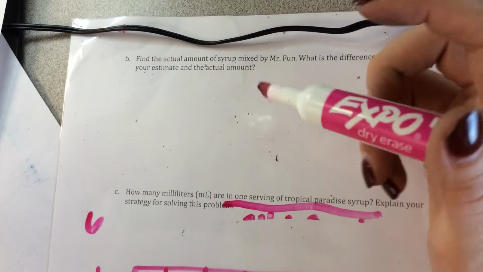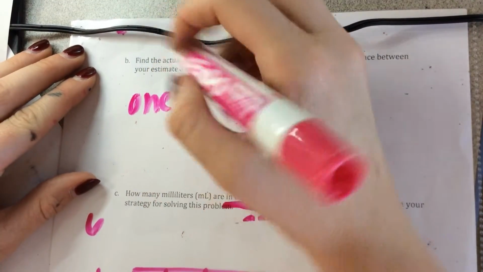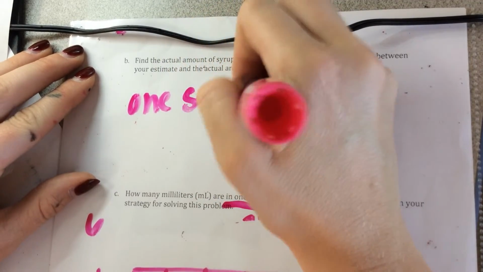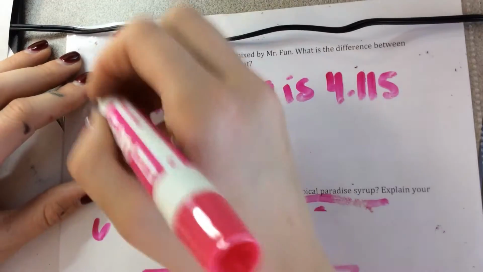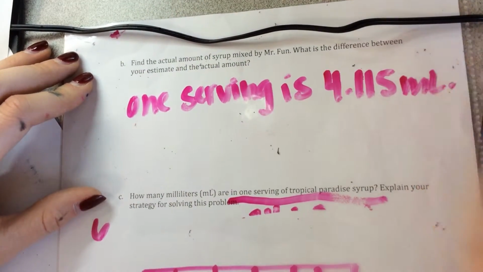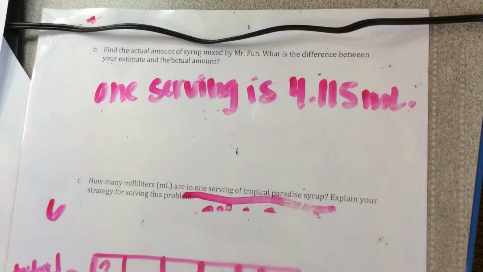So I'm using the whole page here, but I'm going to write out my answer. 1 serving is 4 and 115 thousandths milliliters. Or if you want to get even fancier, you can say 1 serving of Mr. Fun's famous Tropical Paradise syrup is 4 and 115 thousandths milliliters. But I'm going to keep it simple here.